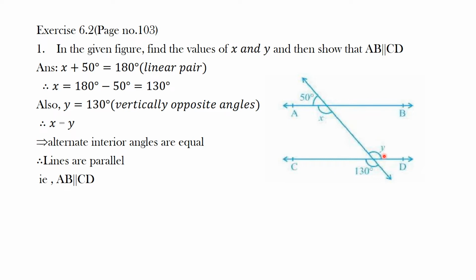We have a condition: if the alternate interior angles are equal, the lines are parallel. Here the lines are AB and CD. Therefore, we can say line AB is parallel to line CD.